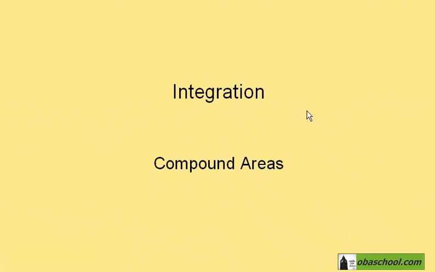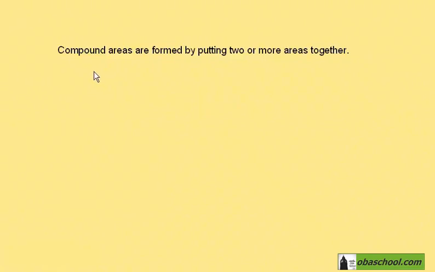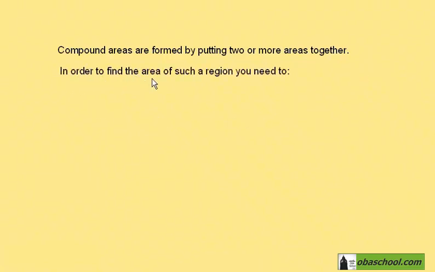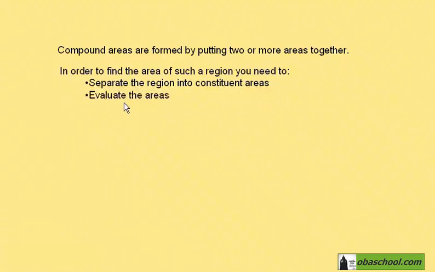Here we're going to look at compound areas. Compound areas are formed by putting two or more areas together. In order to find the area of such a region, you need to separate the region into constituent areas and then evaluate the areas. Getting the final answer will be a matter of either adding areas or subtracting some areas from others. It depends how you've separated your region.